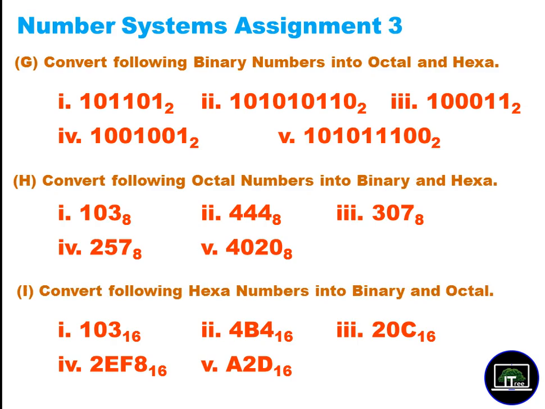Assignment number 3. G. Convert this binary into octal. H. Octal to binary and hexa. I. These hexa numbers to binary and octal. Do all these assignments and send them to my email address, giving your name and the class you are attending. If you are not attending my classes, it doesn't matter.